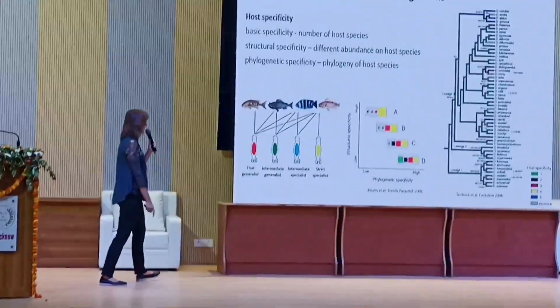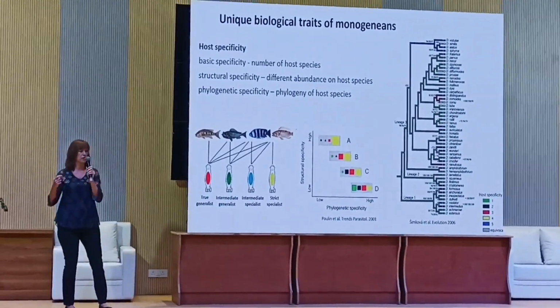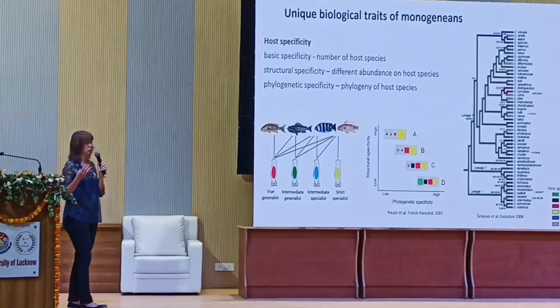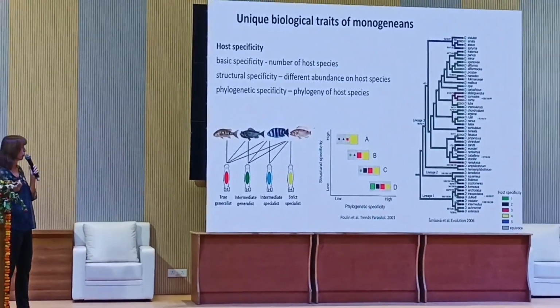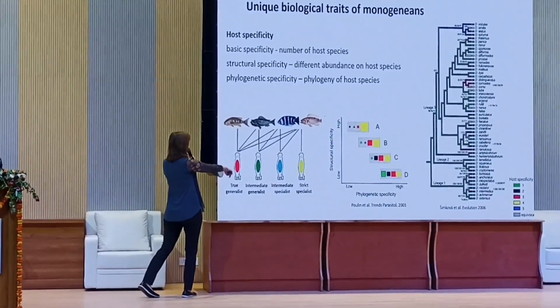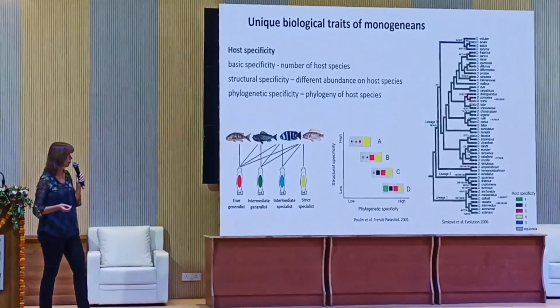Next, you can recognize intermediate generalists, which are able to parasitize more fish species. They are not congeneric but belong to the same monophyletic group. And finally, you can recognize so-called true generalists, which parasitize several unrelated fish species.